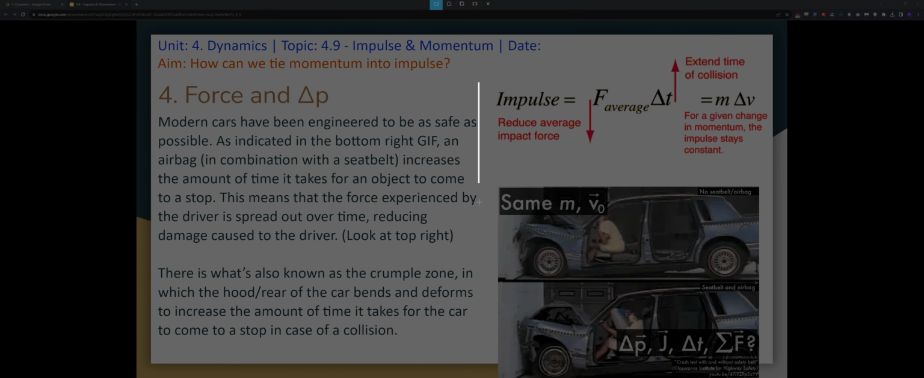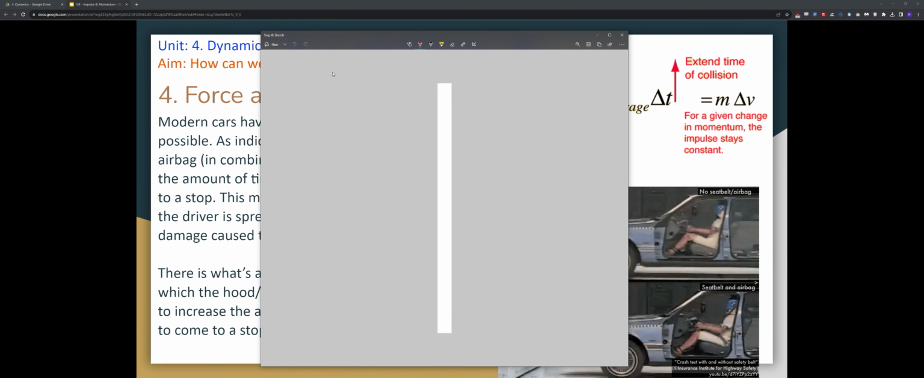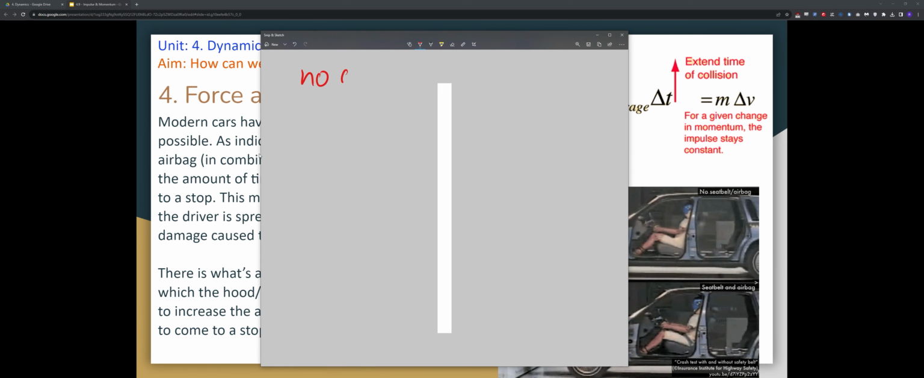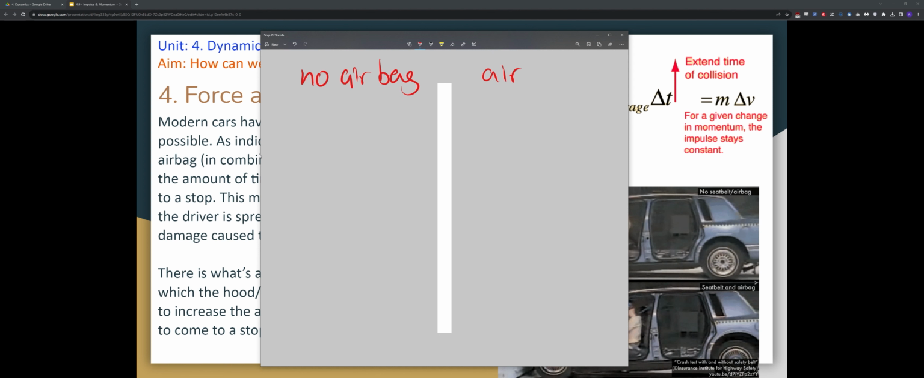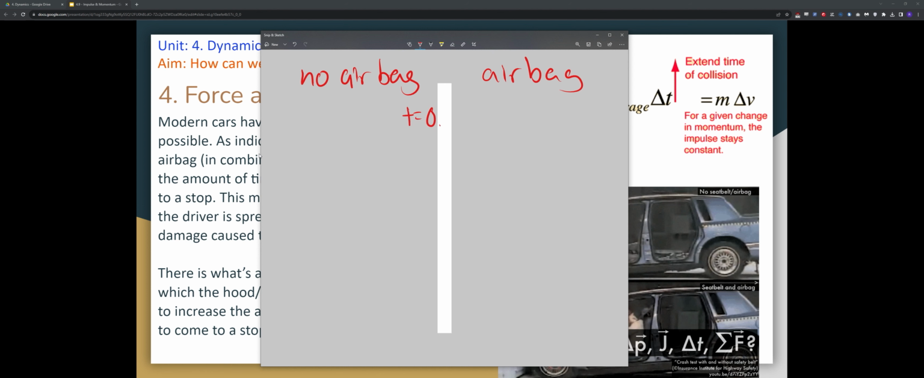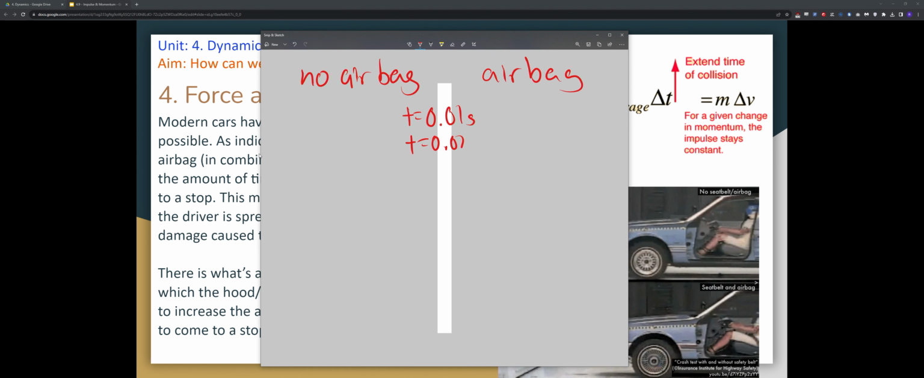And so let me put it to you guys this way, right? So let's say in one situation you have no airbag, and in the other situation, you do have an airbag. And so let's say your time here, and we're going to put in 0.1 seconds because the car crash just happened in that amount of time frame.